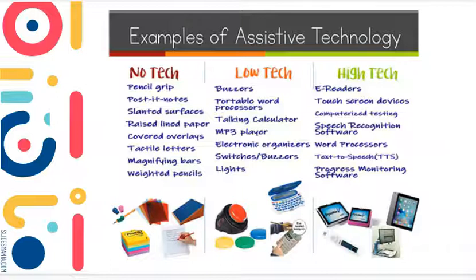Most of these items can be found in a special day class. Slant boards are useful for giving students access to items. Switches and buzzers are examples to get attention. Of course, there's text-to-speech software and touchscreen devices that also are examples of AT that you can find in a special day class.